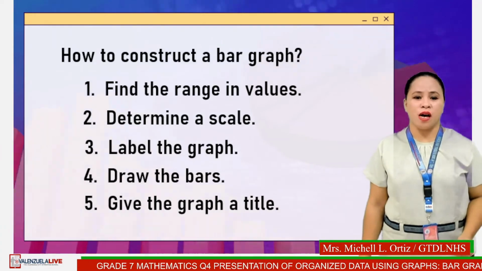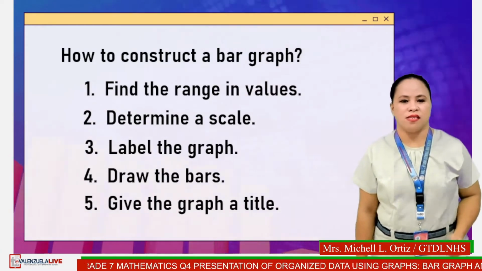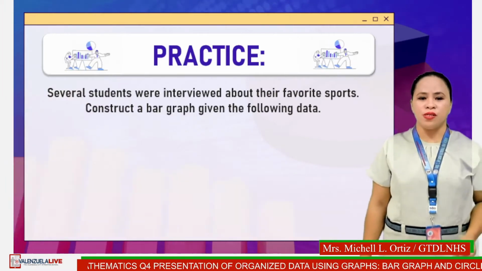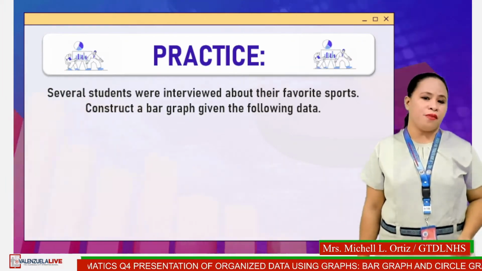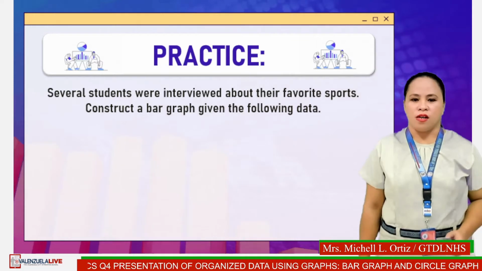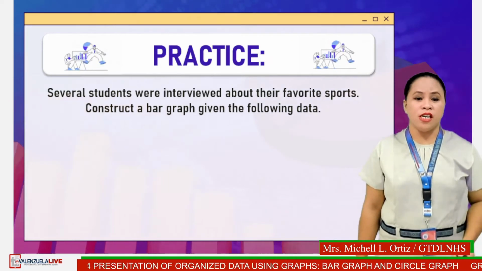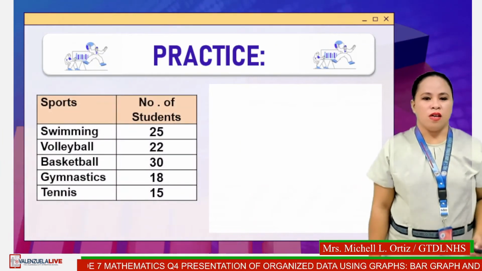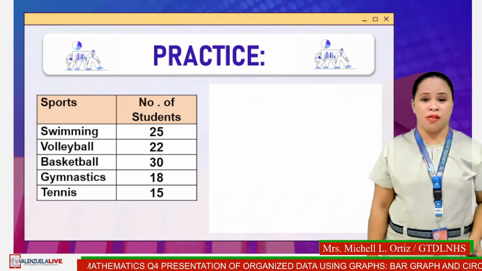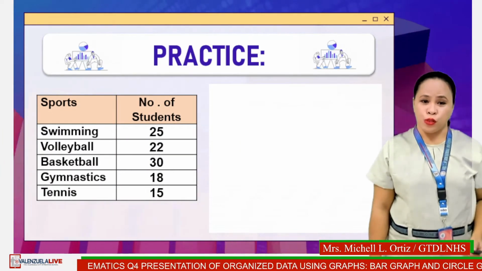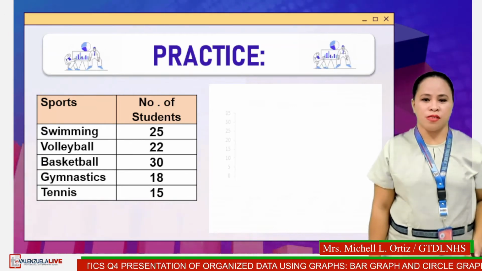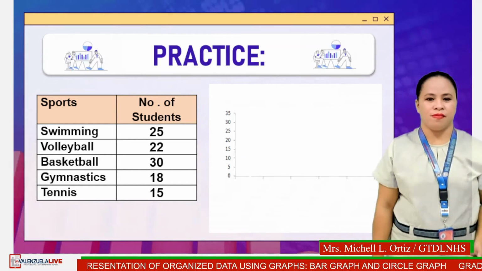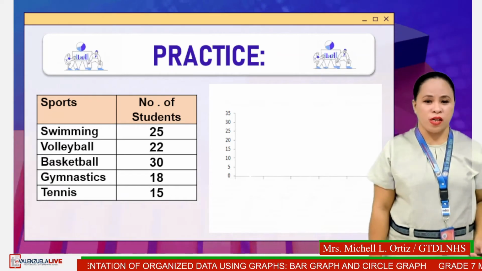Let us have some practice exercises. Several students were interviewed about their favorite sports. Construct a bar graph given the following data. Considering the following table of values, draw the bar graph. First, draw the vertical axis with its scale and the horizontal axis.